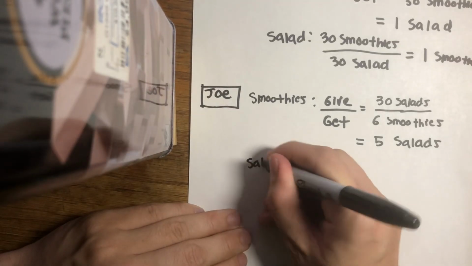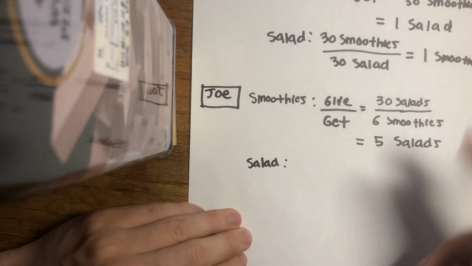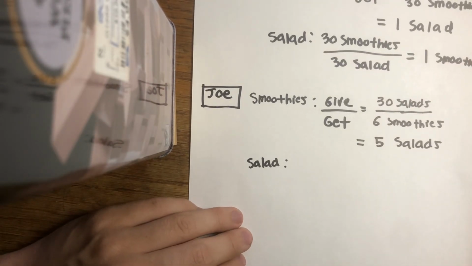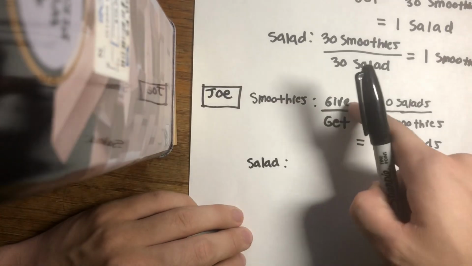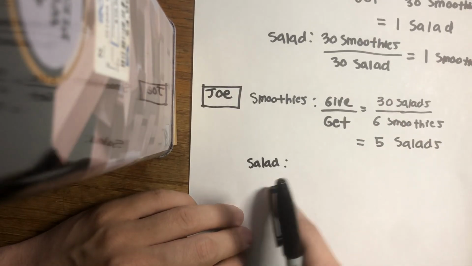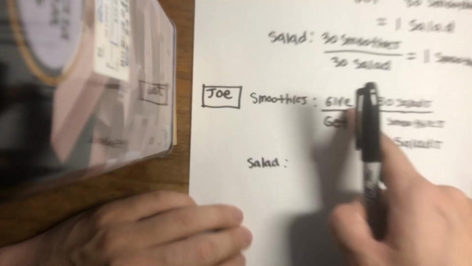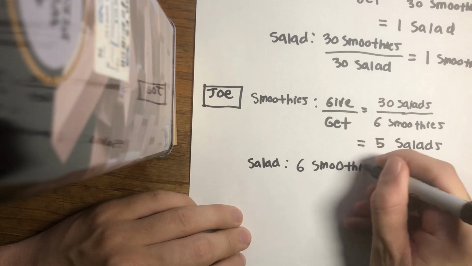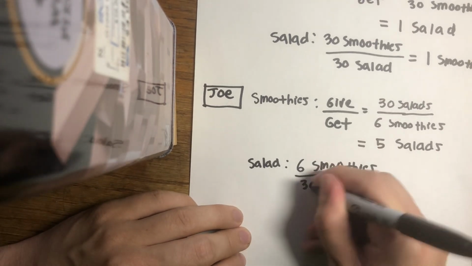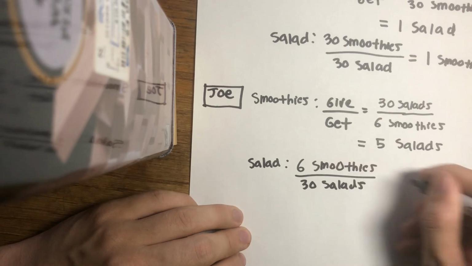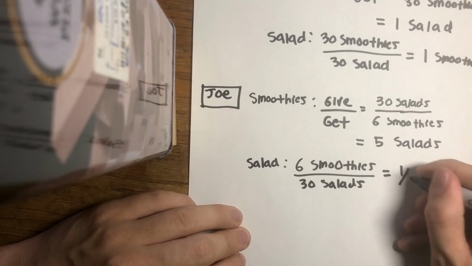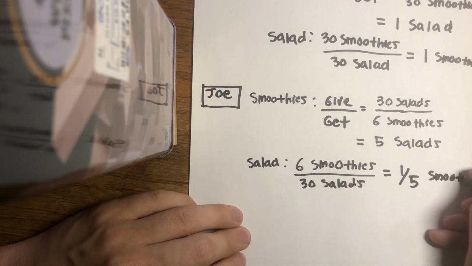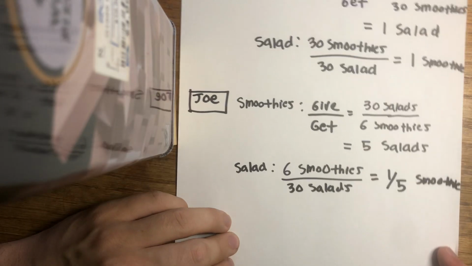Now, going into the measurements for salad, again, you take the reciprocal, and you can save yourself some work. But if you want to just do the math again, it's easy. It's what you give over what you get. To get a salad, he has to give up smoothies, so smoothies will now be on top. So 6 smoothies, and then you have 30 salads. You do the math, and the answer is 1/5 of a smoothie, which is exactly the reciprocal.